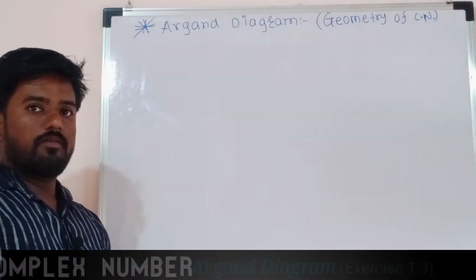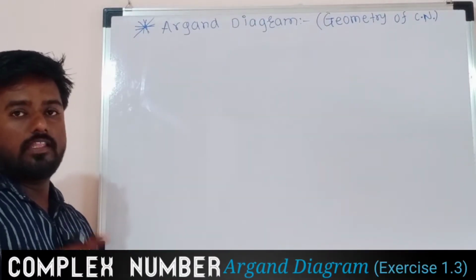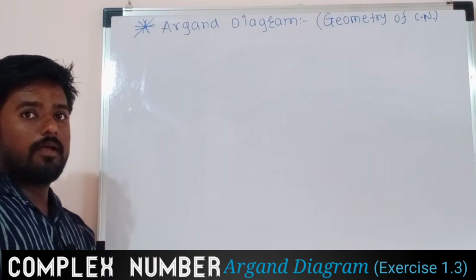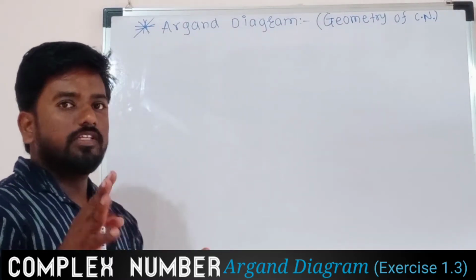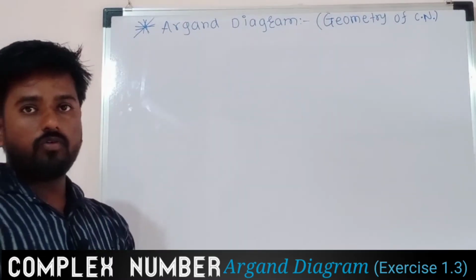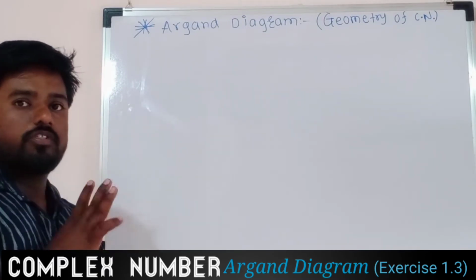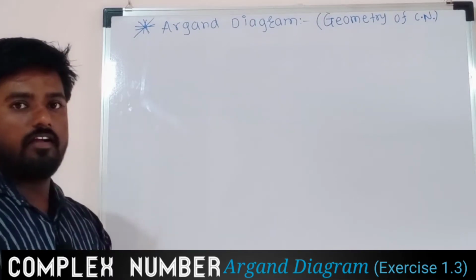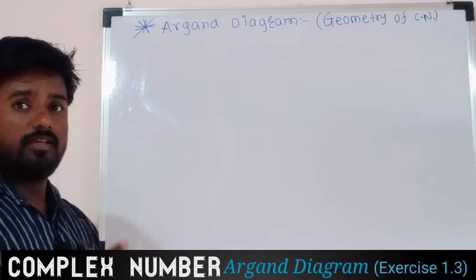In today's lecture, we will discuss the next point of this chapter, and that next point is the Argand diagram. The Argand diagram is the geometry of complex numbers. In this session, we will discuss the definition of the Argand diagram. Before starting the chapter, I will define what the Argand diagram is.